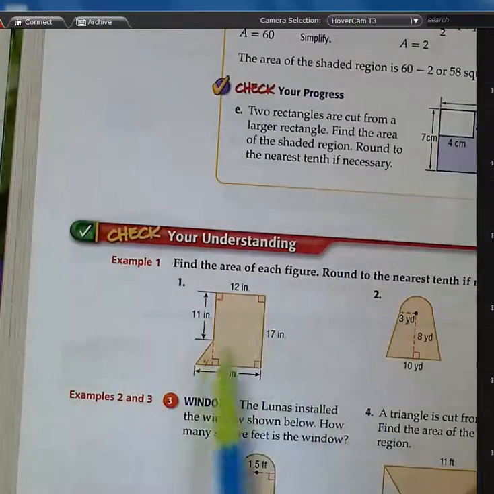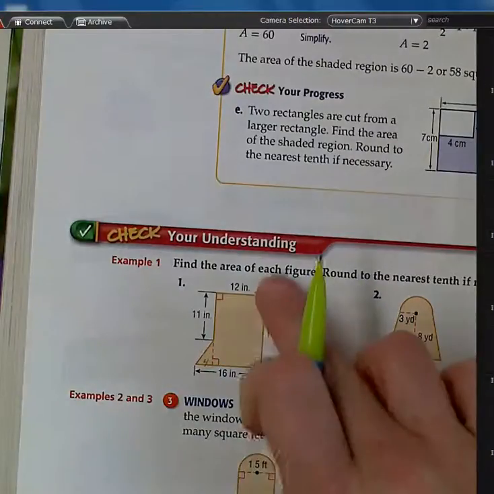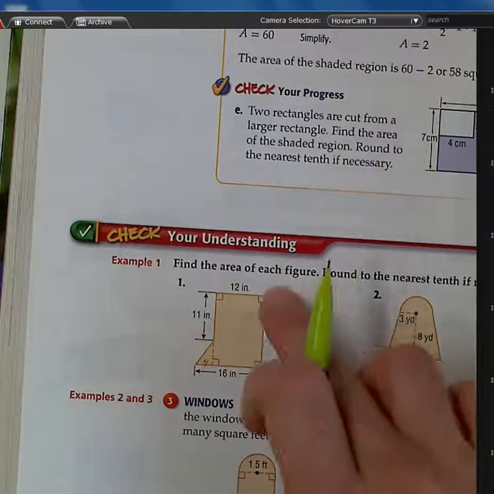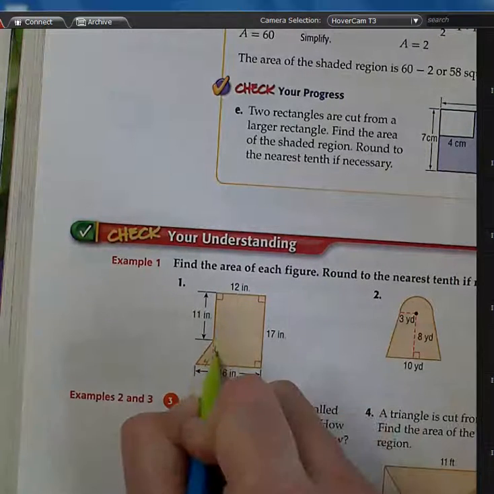How about the height of this triangle right here? Because here's my perpendicular line. How big is that one? 6. How do you know? 17 minus 11. I've got 2 measurements here. The whole thing is 17. This one is 11, so this one has to be 6.